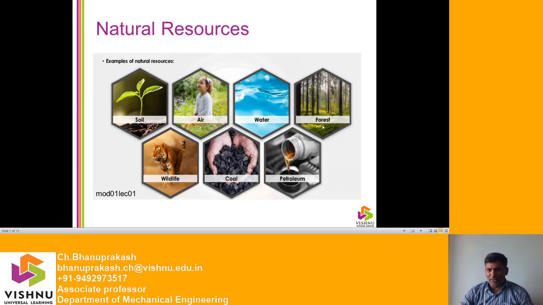Next, it is a forest. Forest protects the environment by preventing pollution. Next one is the wildlife. Wildlife balances the ecosystem. A few other examples are coal, petroleum.